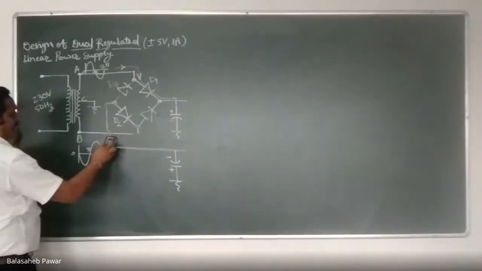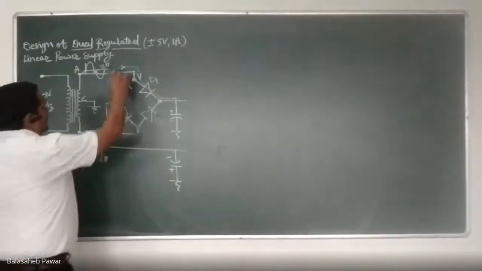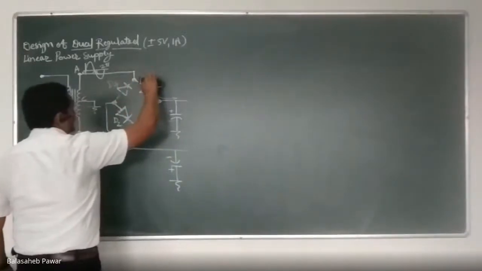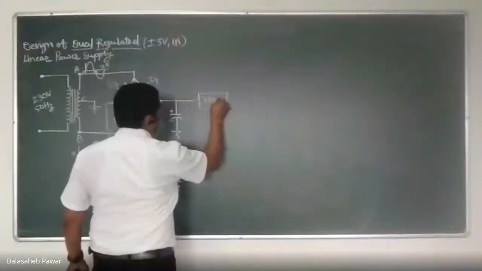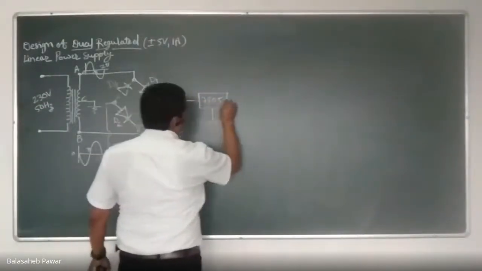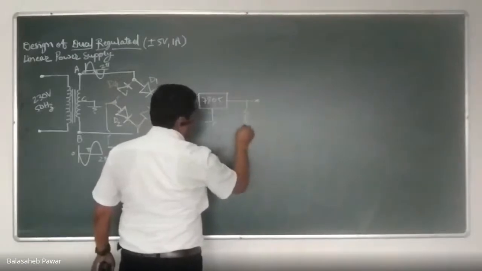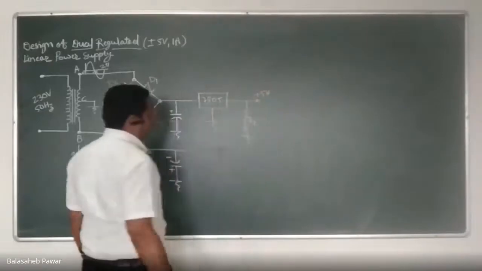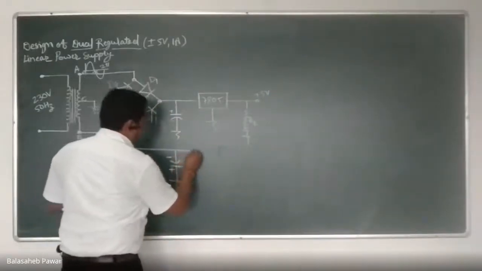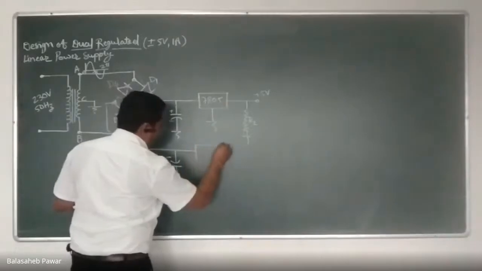We are going to prefer two IC regulators, one is 7805 that is going to produce plus 5 volt, and 7905 that is going to generate minus 5 volt, right? So simply connect that 7805 here, and then RL, so that it can generate plus 5 volt regulated DC. And similarly, another regulator IC, that is 7905.